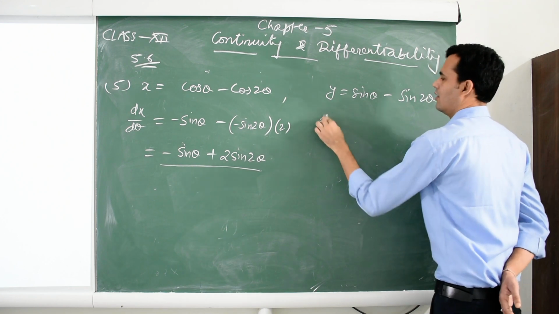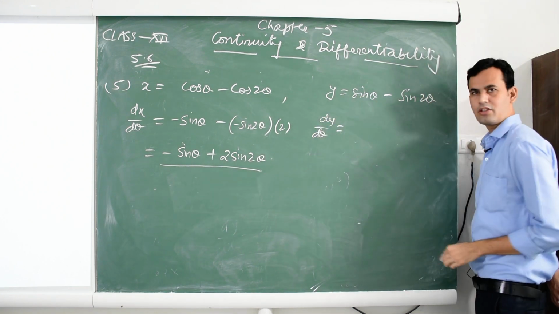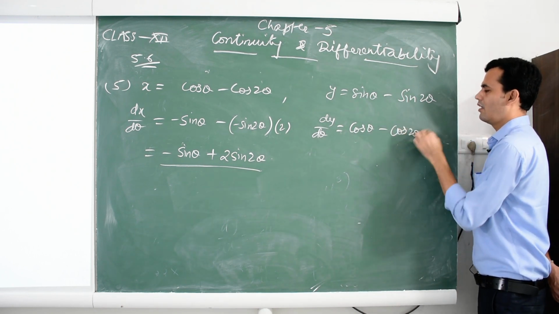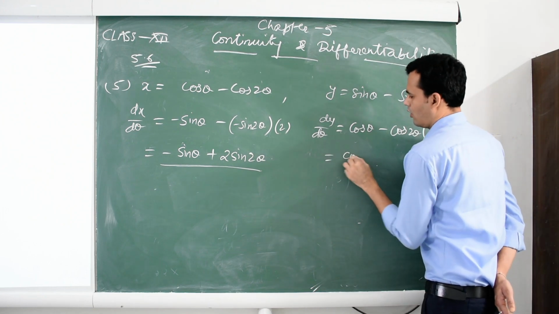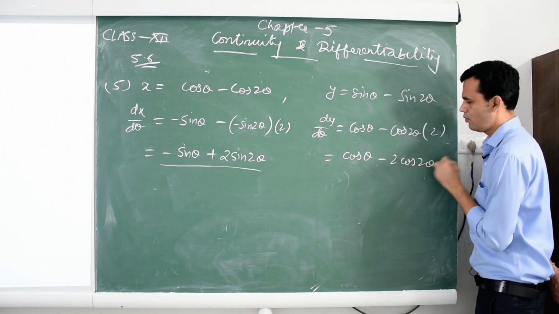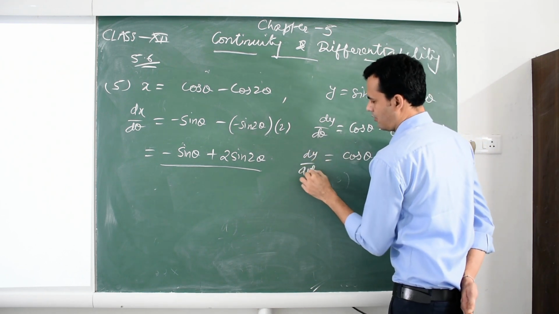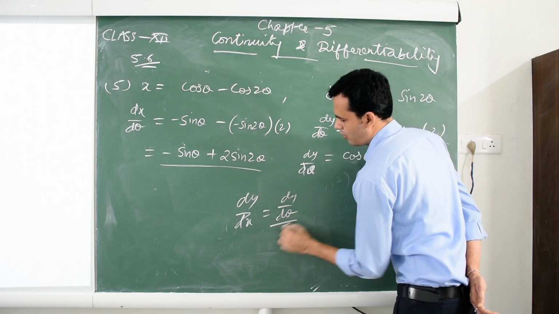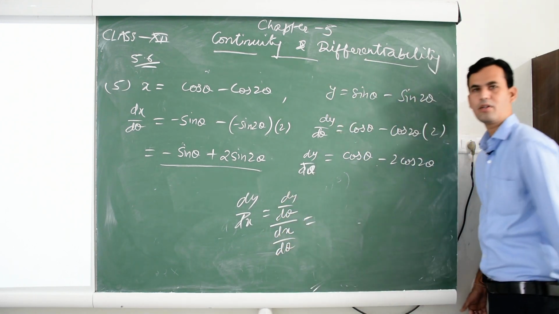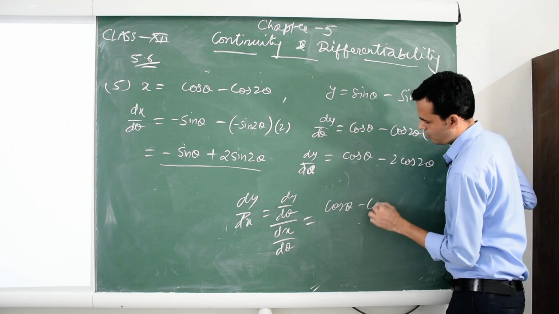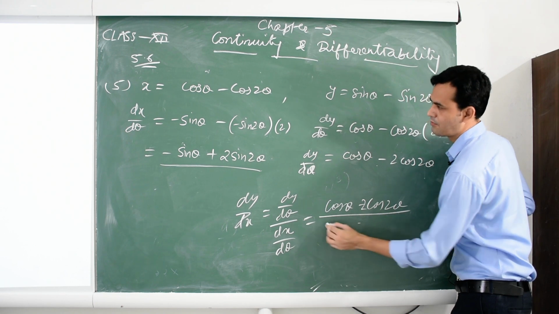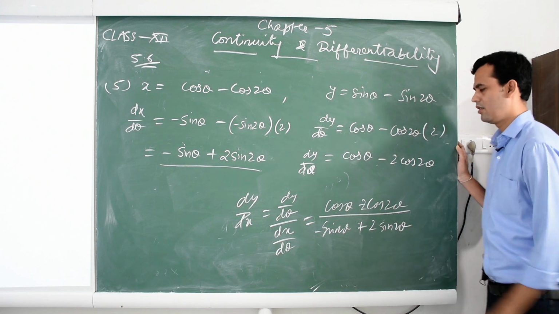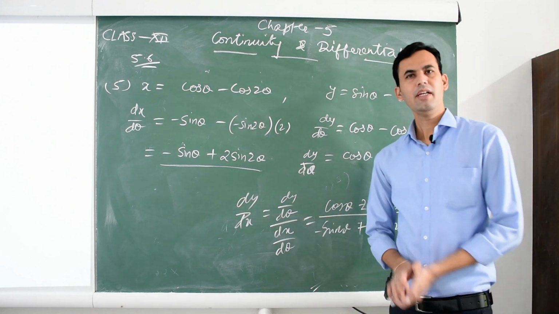This is dx by d theta, and now dy by d theta. Differentiation of sin theta is cos theta minus differentiation of sin 2 theta is cos 2 theta into 2. So cos theta minus 2 cos 2 theta. This is dy by d theta. So dy by dx equals dy by d theta upon dx by d theta equals cos theta minus 2 cos 2 theta upon minus sin theta plus 2 sin 2 theta. So this is the value of dy by dx.